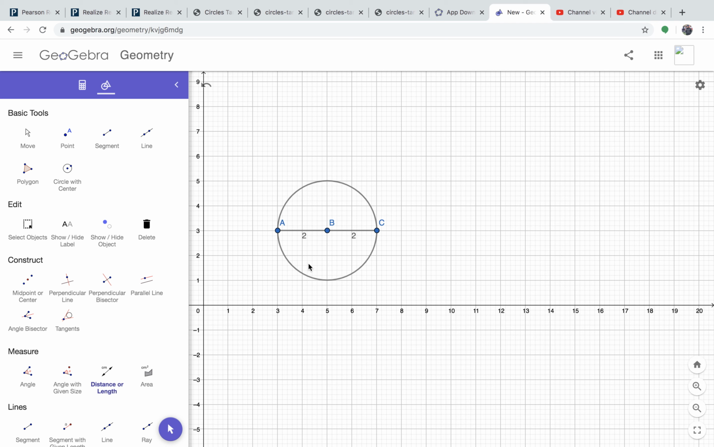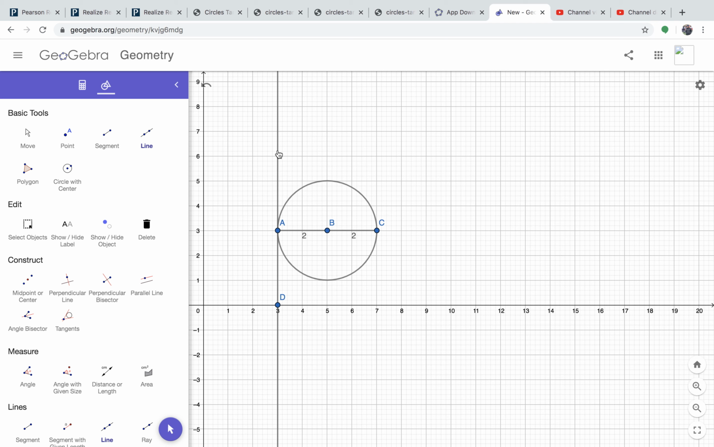Now we want to understand tangent lines, right? A tangent line is a line that touches the circle at one point on the edge of the circle and extends infinitely in both directions, right? So I'm going to do exactly that. I'm going to touch the edge of the circle once, and I'm going to extend infinitely in both directions, right? And so this is my line.